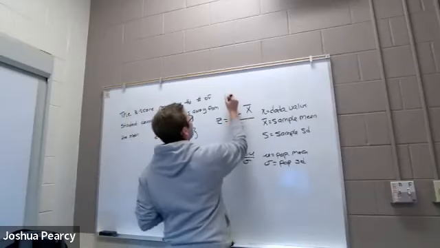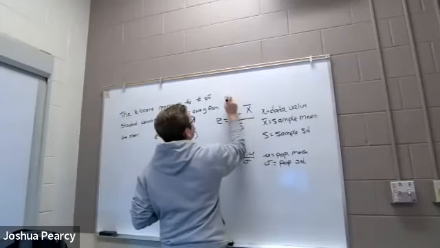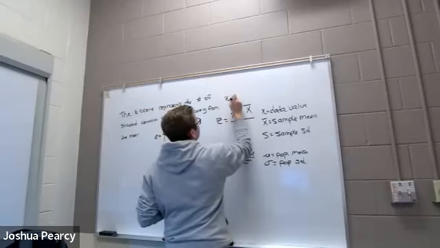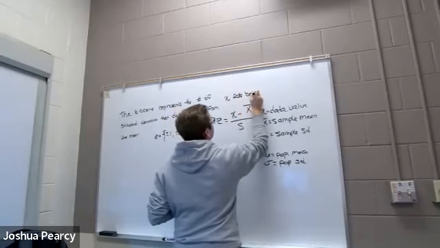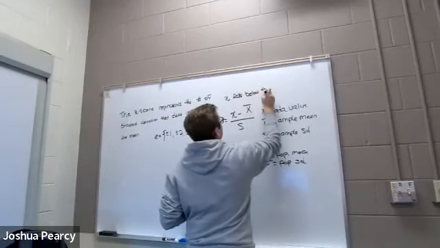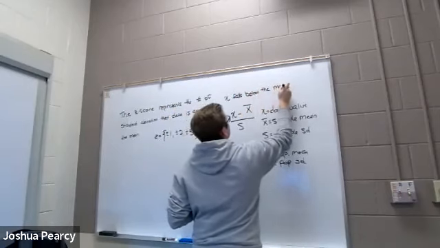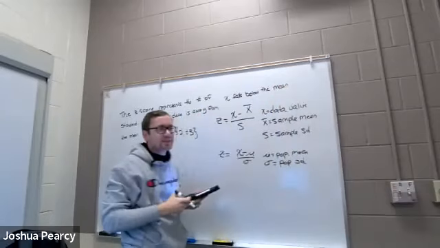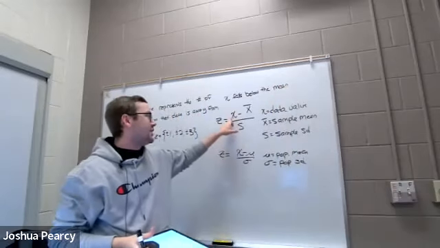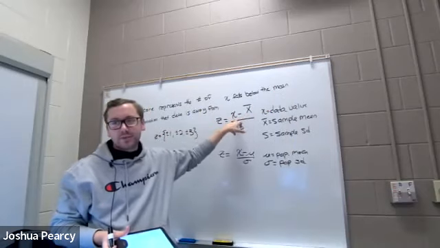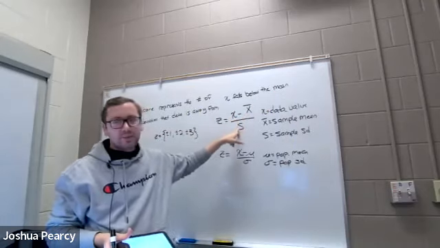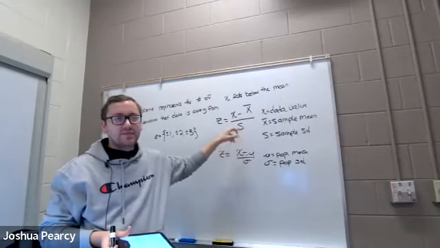If z is negative, then the data value x falls below the mean. And that should make sense. If this value here is smaller than this one, I'm subtracting a larger value from a smaller value, so it's negative. Then I'm dividing by a positive value, so it doesn't change the sign.